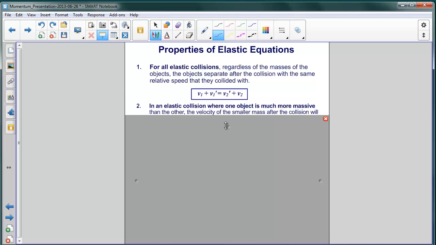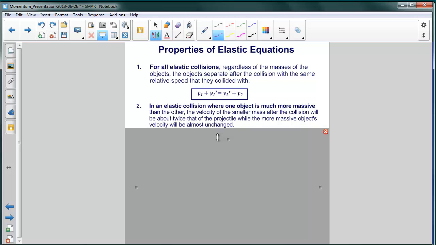In this case, the velocity of the smaller mass will be double, if you like, that of the mass it was hit with. But let's keep this even simpler than that. The main thing is that a large mass will be unchanged in its momentum. Something small will barely disturb its path.